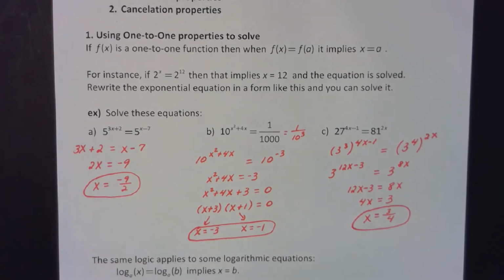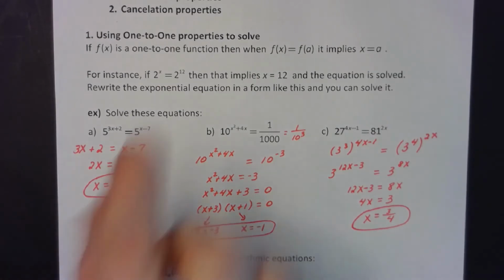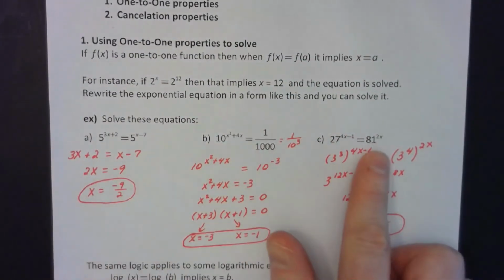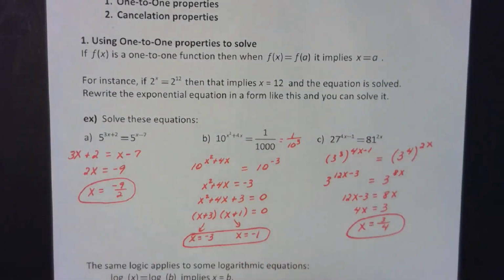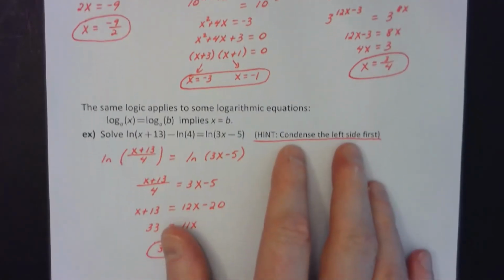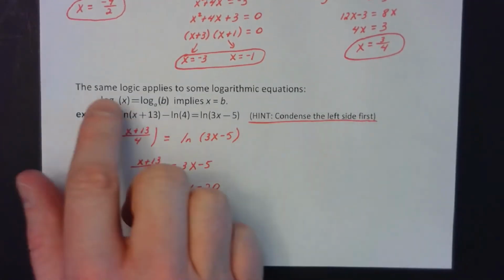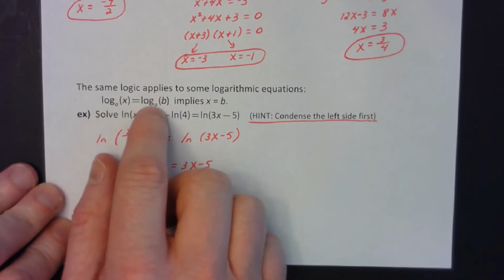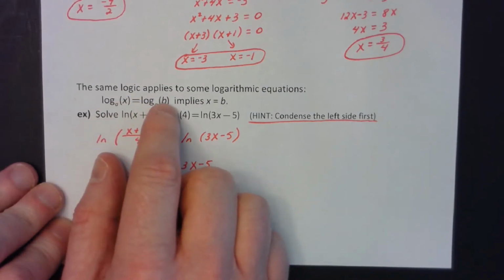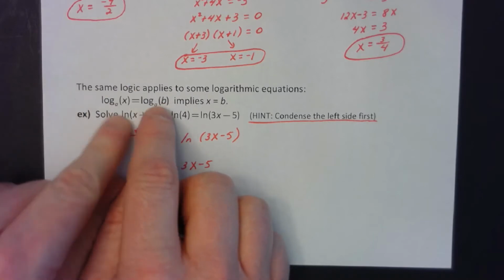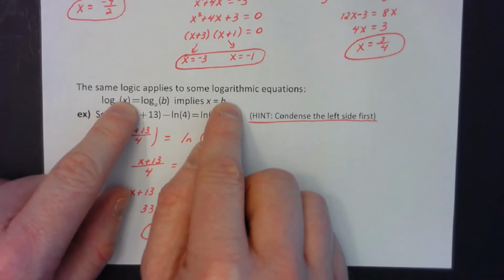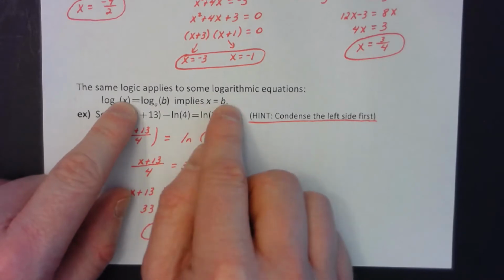Pretty straightforward. Now, that same idea of the one-to-one properties not only can be used for exponential functions, it can be used for log functions too. So, for example, if I say the log base a of x is equal to the log base a of b, the only way that could ever be true, since they're both the same base on the log, is what's inside would have to be the same. So that would imply that x is equal to b.